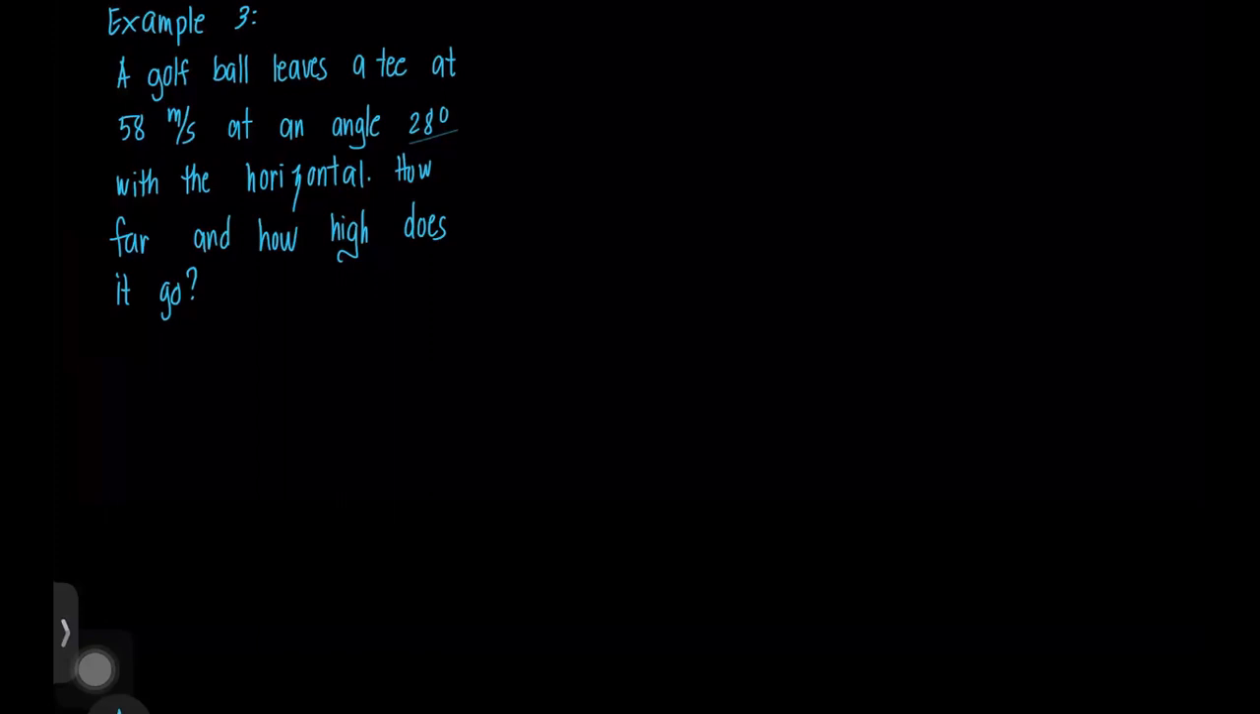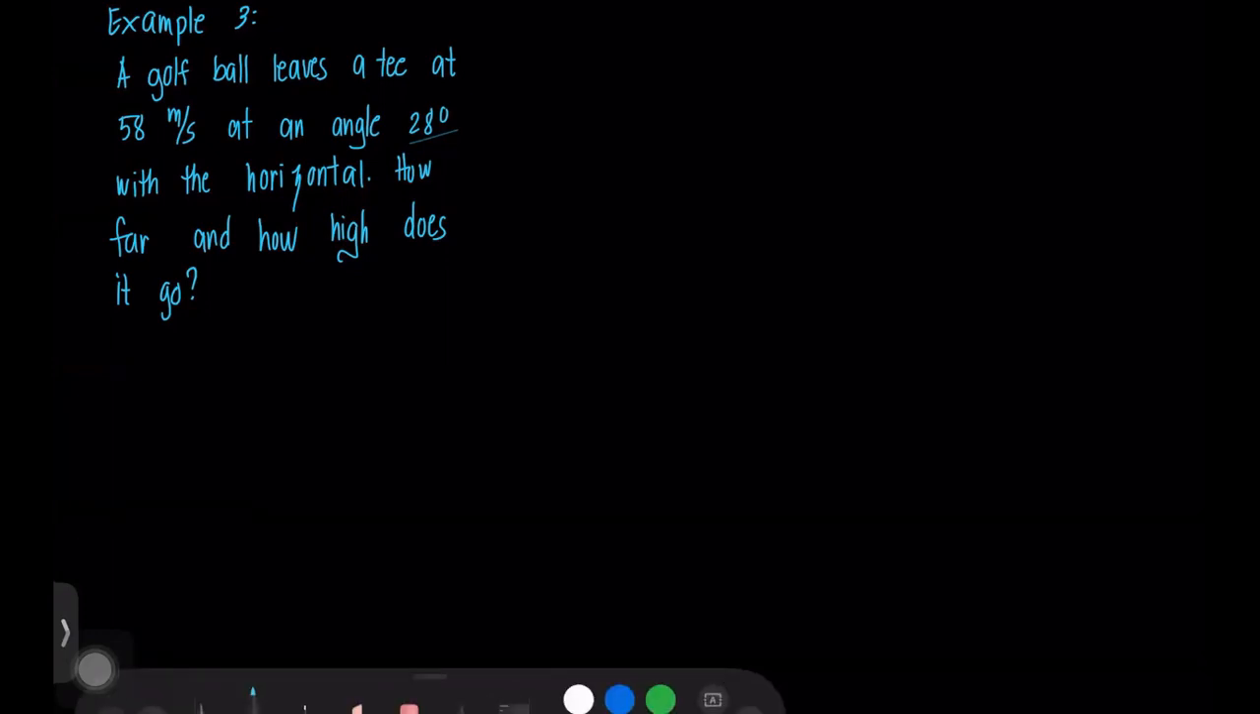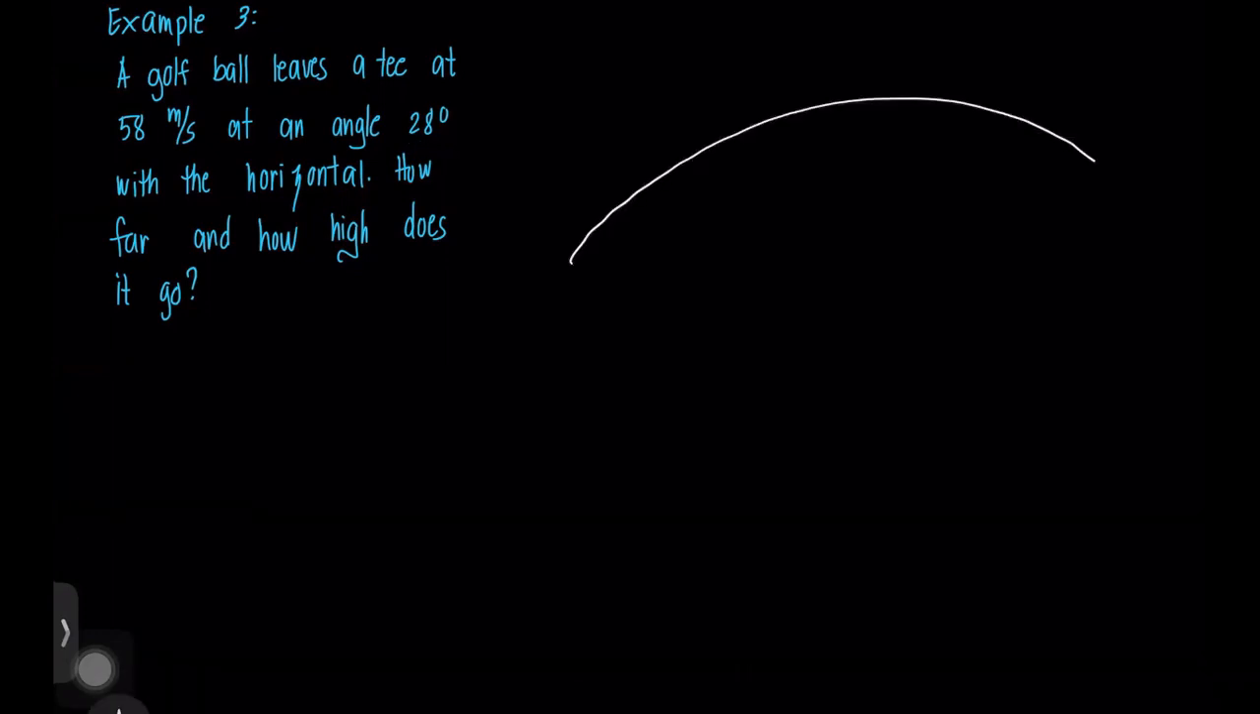A golf ball leaves a tee at 58 meters per second at an angle of 28 degrees with the horizontal. How far and how high does it go? Let's try to draw it. So it's like this, you have the ball, then the initial velocity is 58 meters per second, while the angle is 28 degrees.